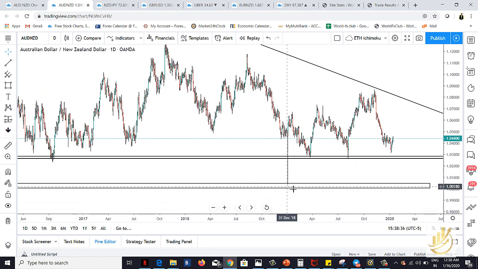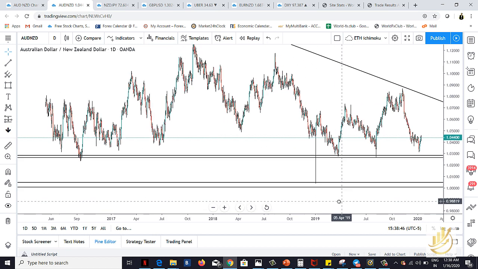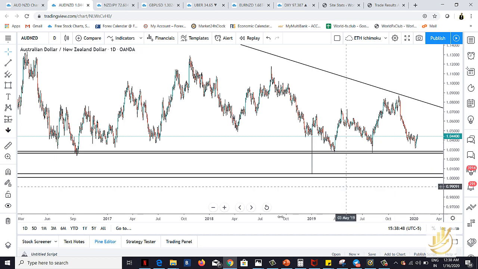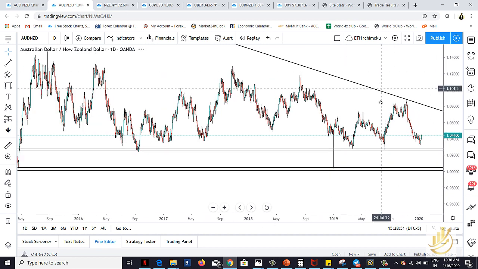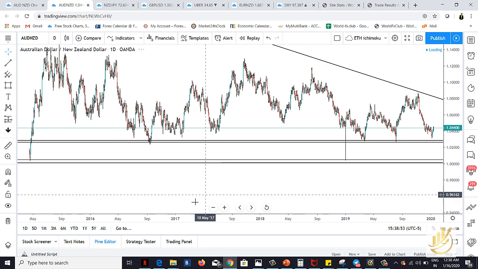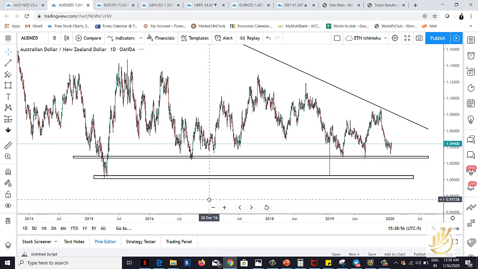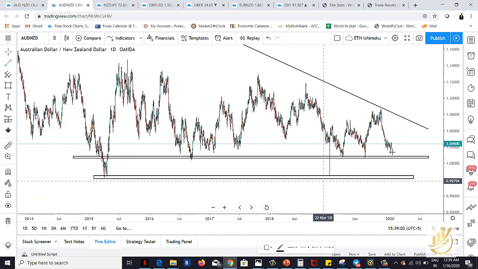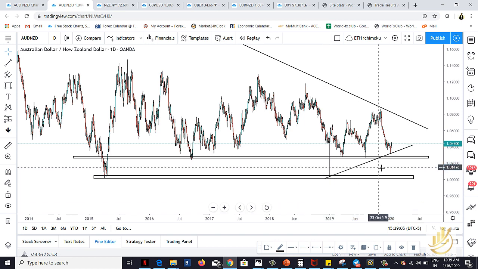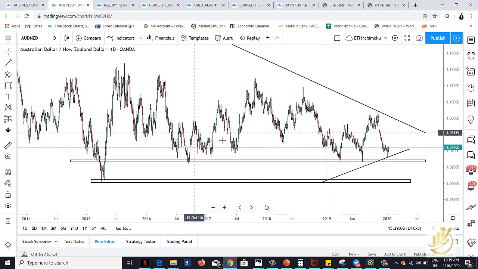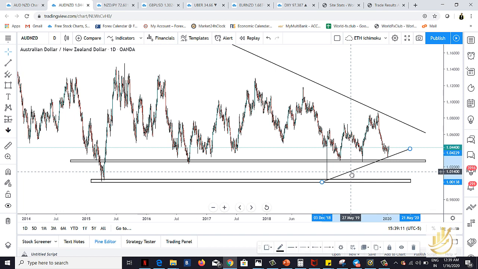Okay, so we see a larger rejection here, then some rejection here, and then a major rejection here. Now price did not reach here and starts to go up. So this is one area which I will look at when I trade. Let me draw this trend line as well and see if it connects. Let me make this channel. This looks like a channel.